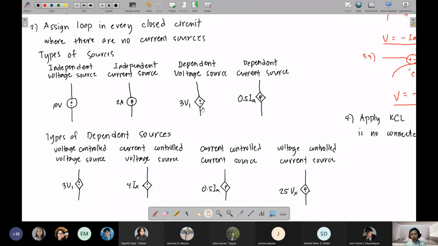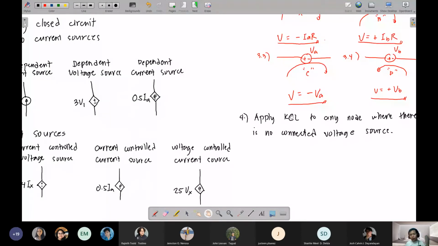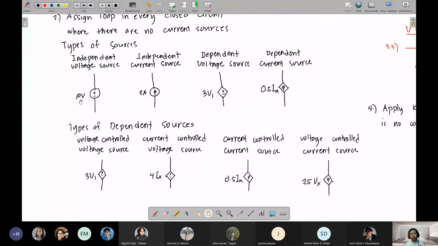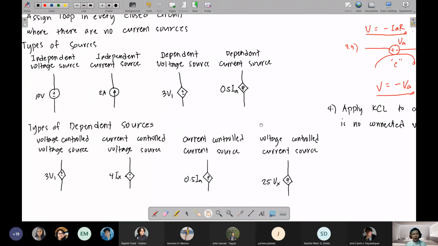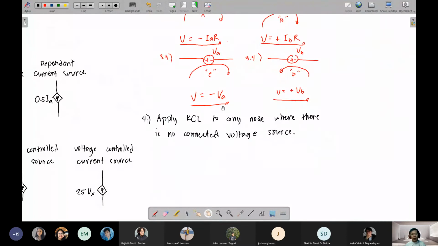Take note, KCL needs current. But for a voltage source, you don't have a current. You don't have current for a voltage source. So you would be forced to add an additional unknown, and then you would just add an additional equation. With that, as much as possible, avoid applying KCL at a node with a voltage source. But take note, what are the rules in applying KCL? Take note of the rules.